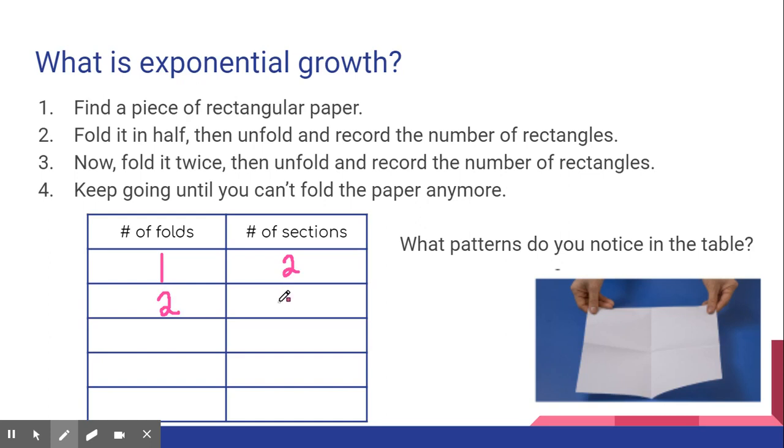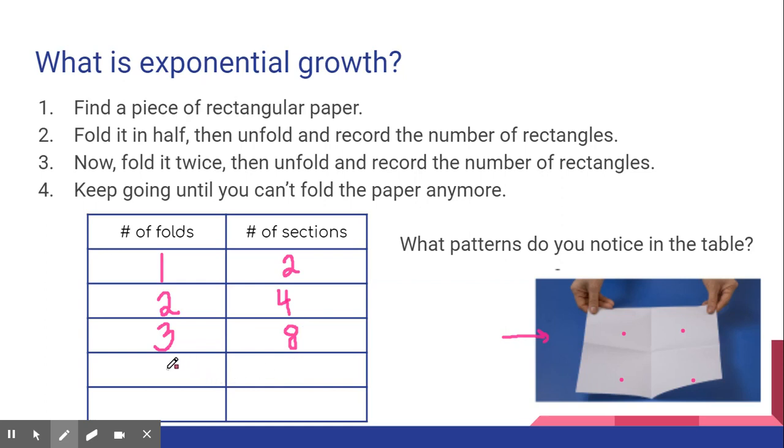But if you were to open it back up again, you'll see four sections, and that's what this picture is over here. You see the 1, 2, 3, 4 sections. So we're going to keep doing that until we can't fold the paper anymore. So let's fold that back up the way it was, and then one more time. That's 3 folds. And if you open that up again and you count all of those sections, you should have 8 total sections.